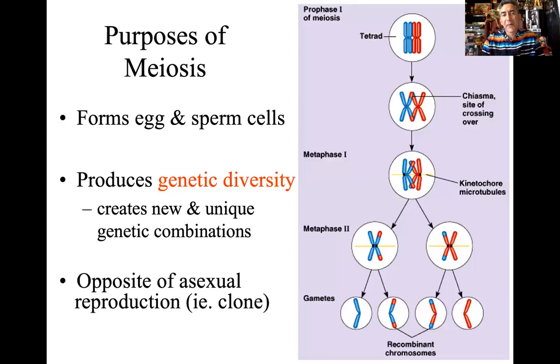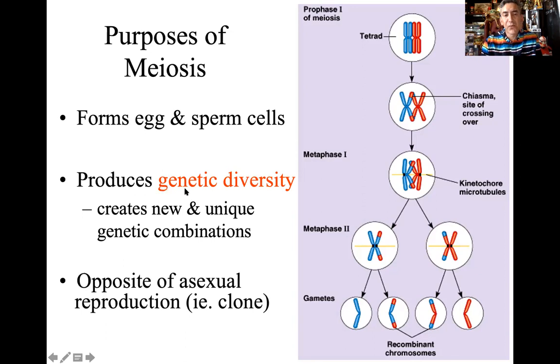So the purpose of meiosis is to form egg and sperm cells, right? In ladies, the production of eggs. In males, the production of sperm. So this is different from mitosis. Mitosis is to make exact copies, exact duplicate replication of the cell that we began with. Mitosis is for identical copies.